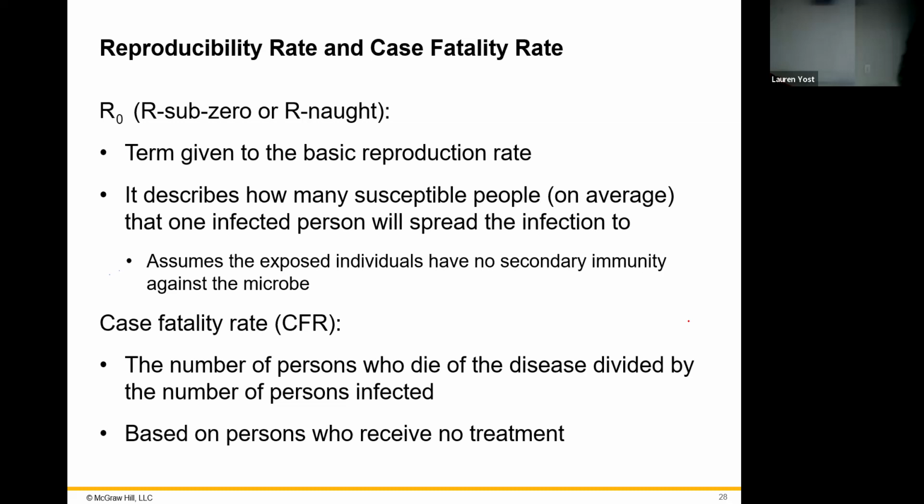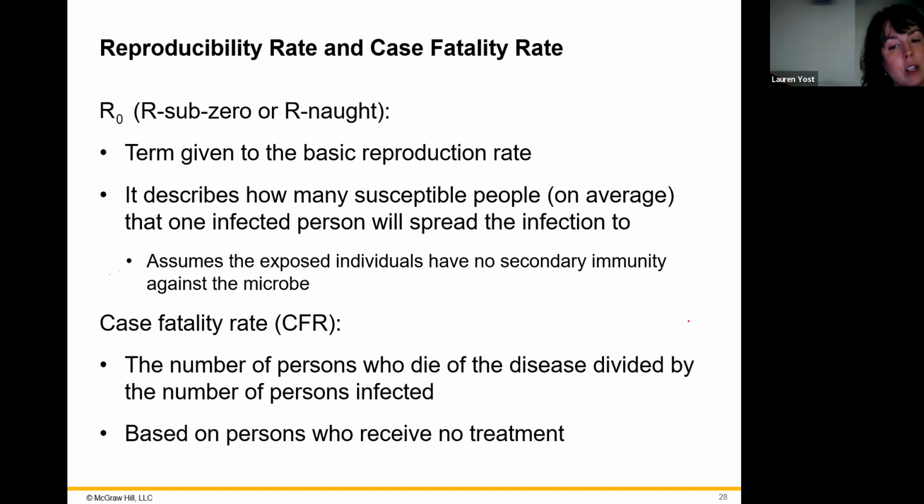So as it says here, how many susceptible people, on average, will one infected person spread the infection to? They're sick with a thing. How many other people are they going to get sick during their whole infection? So this is assuming that the people you are walking by and coughing at have no immunity against the microbe. So no vaccination and no natural immunity from having had the actual illness. Okay, so that's what it assumes there. So those numbers are based on that.